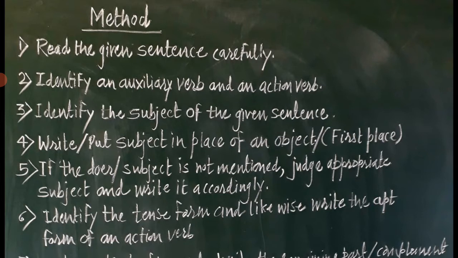Next point is to write or put the subject in place of the object. Normally our practice was to put an object in place of the subject while converting an active sentence into a passive one. But if the sentence is passive and you are converting it into active, you need to do the opposite action, that is, put the subject in place of the object, that is, in the first place.